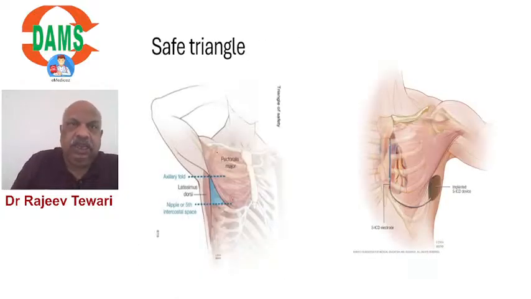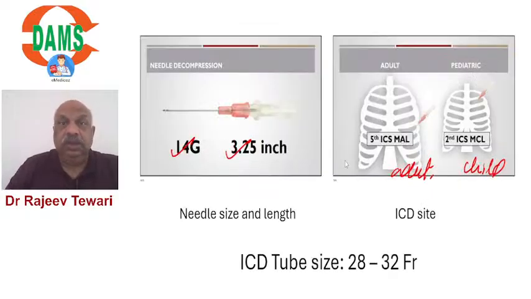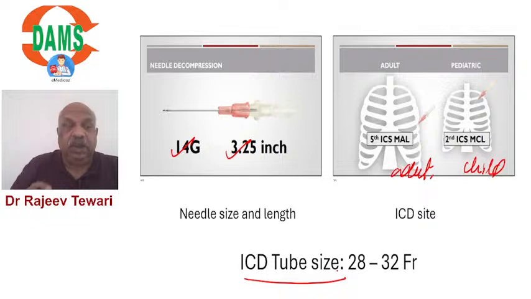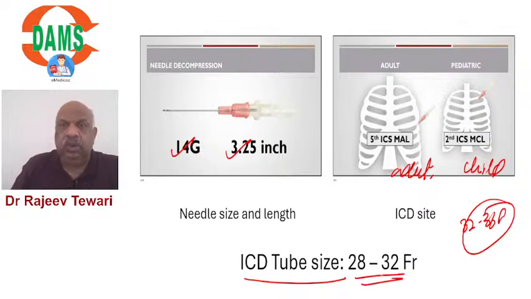ICD triangle is pectoralis major, latissimus dorsi, and nipple line, and the needle should be 14G, 3.25 inch. In children, this is what you prefer. In adults, this is what we prefer. Okay? And chest tube size also has been reduced. Earlier, we were using 32 to 36 French. Now ATLS has reduced the size of the chest tube to 28 to 32 French.